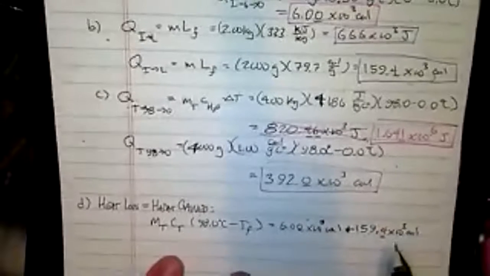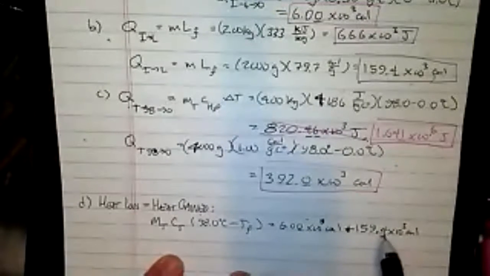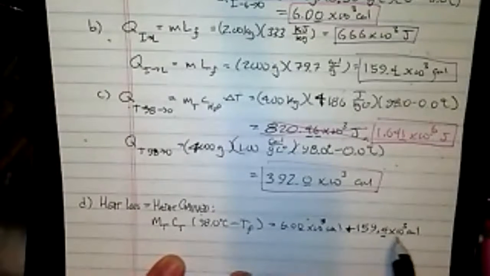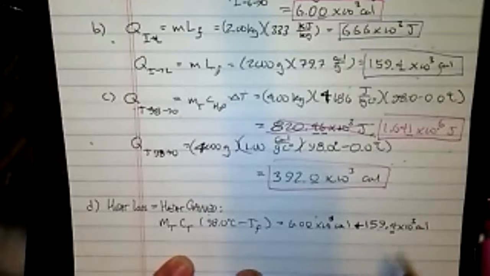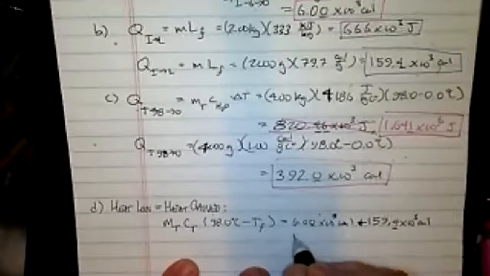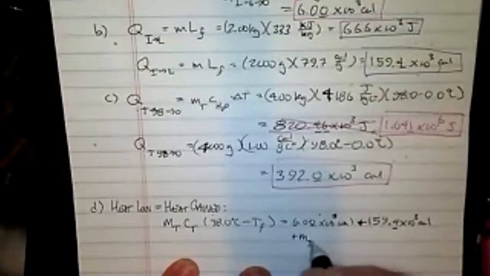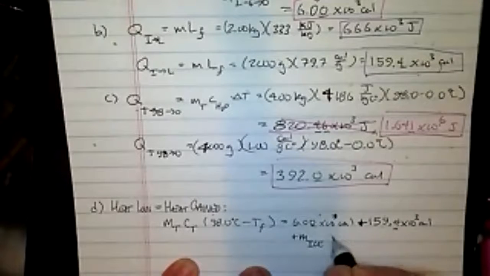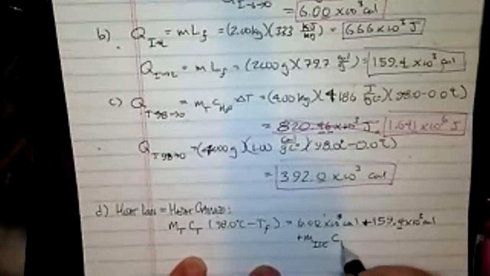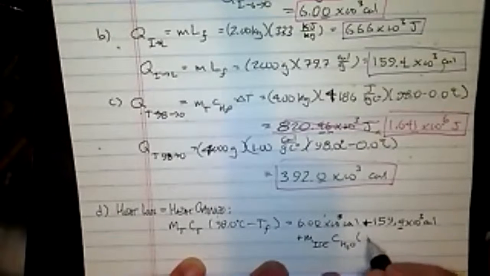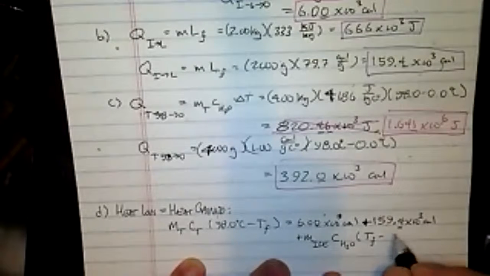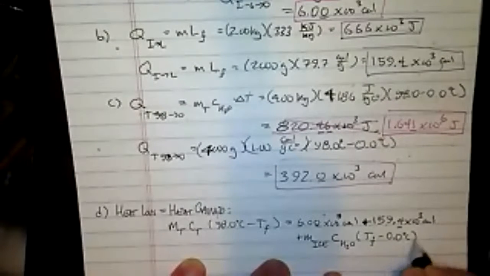And then the rest is going to go to taking the tea that was the ice, that was formerly ice and is now just water at 0 degrees Celsius, and bringing it up to this new final temperature. This new final temperature, of course, will be higher, so I'll do T final minus it. So now I'm going to say plus the mass of the ice times the specific heat of water this time, because now it's actually already converted to a liquid, times T final minus, in this case, we're starting at 0 degrees Celsius, so 0.0 degrees Celsius.